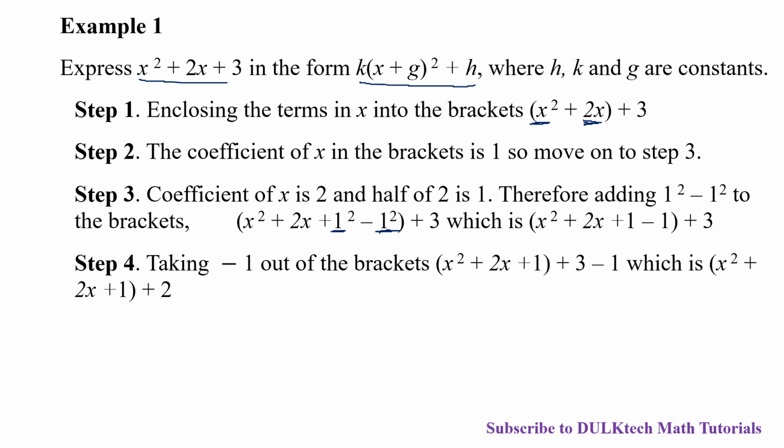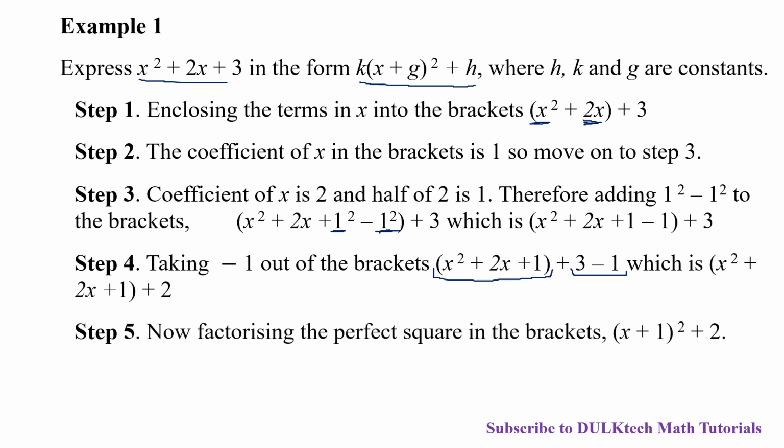Then after that, we can now factorize this one. This expression in the brackets is now a perfect square. As we'll be factorizing this one, we'll be simplifying 3 minus 1. So if we factorize what is in the brackets here, we get x plus 1 squared. And if we simplify 3 minus 1, we get 2. So this is our final answer. We have completed the square. As simple as this.